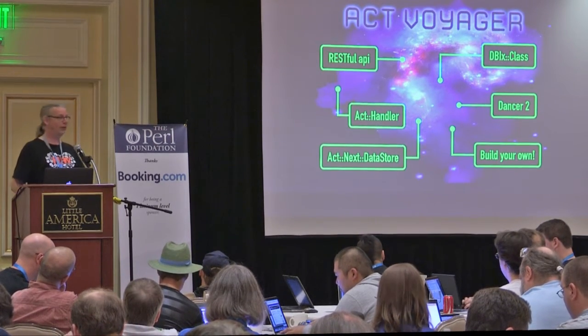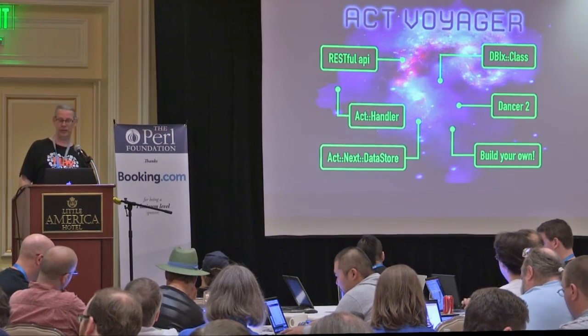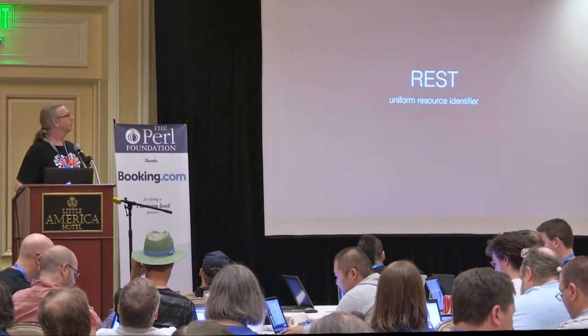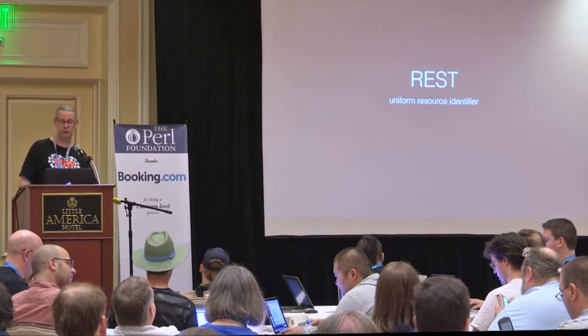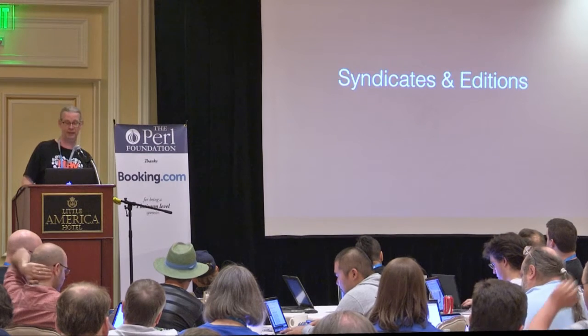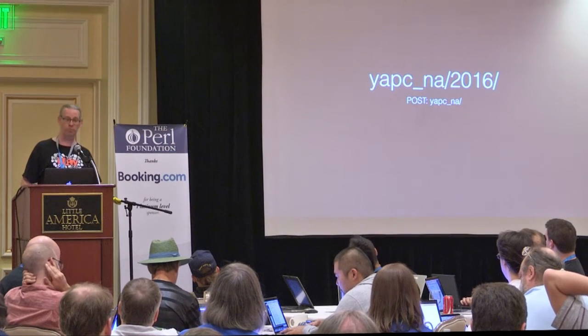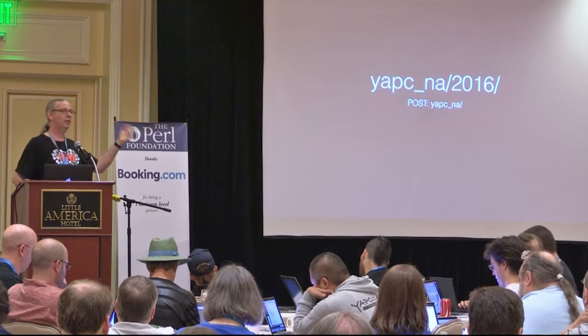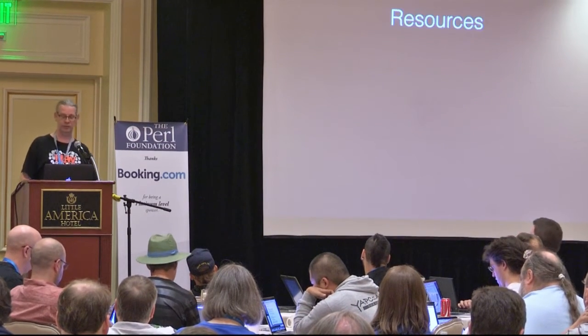Something I have to say about REST APIs: there are resource identifiers. We are going to break something. We're going to do something called syndicates and editions. And why? Because I don't like this URL. I like this more. And this makes it possible for people from North America to say, you know what, I want to create a new conference, and just do a POST on that URL and there is a new conference. We don't need Manning to maintain everything. We can do it now ourselves.